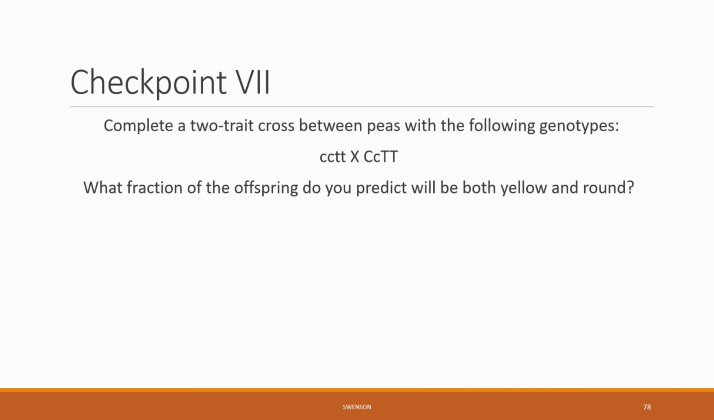Okay, checkpoint 7. Complete a two-trait cross between peas with the following genotypes: lowercase c, c, t, t, and uppercase C, lowercase c, and uppercase T, t. What fraction of the offspring do you predict will be both yellow and round? So that's the part I want you to answer on the checkpoint.